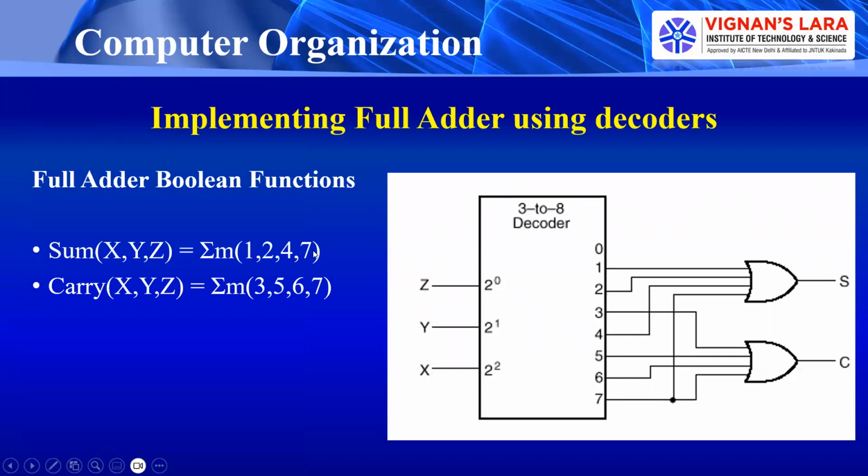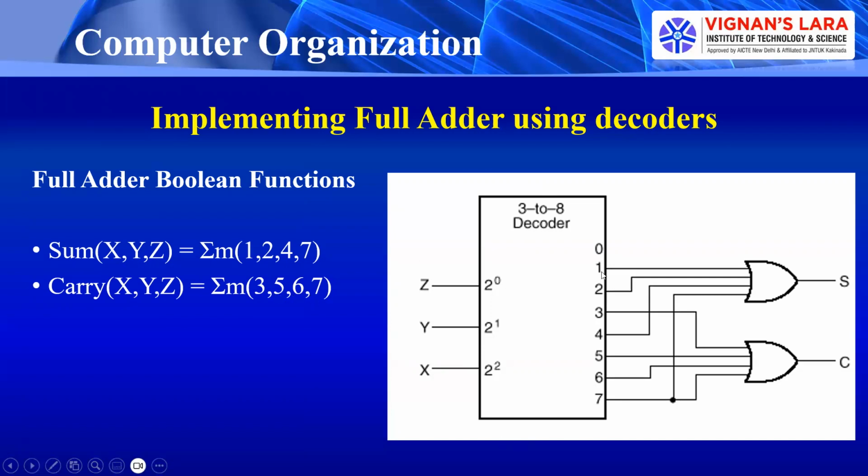Next one is implementation of some combinational logic circuit. Here is a full adder using a decoder. I know that the functionality of a full adder is that it can perform addition between 3 binary bits at a time. If I take the inputs of my full adder as XYZ, the outputs are sum and carry. Then the sum expression is: sum is 1 for 1, 2, 4, 7. This I have directly written here. And carry is 1 for 3, 5, 6, 7.